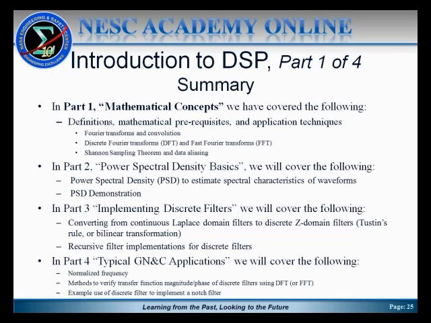Finally, in the last part, part 4, entitled Typical GNC Applications, we will cover normalized frequencies, methods we can use to verify a transfer function if you're given discrete filter coefficients, and an example of how to use a discrete filter to implement a low-pass notch filter to condition a signal that has higher frequency content.